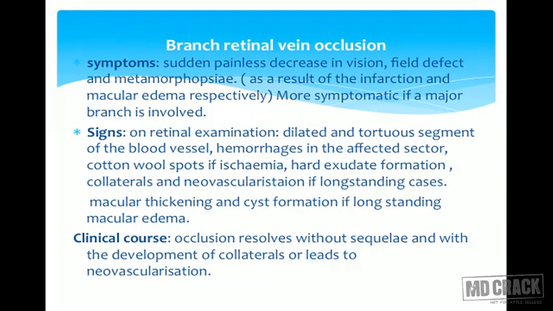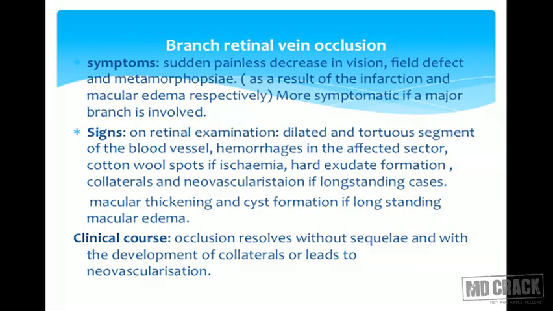Apart from that, in case the patient presents to us after a neovascular catastrophe has occurred, the patient will come with sudden painless decrease in vision as a result of vitreous hemorrhage. Signs on the retinal examination will be a segmental dilatation and tortuosity of the blood vessel instead of the 360 degrees involvement in case of a CRVO. The hemorrhages in the affected sector and the cotton wool spots will be commensurate with the degree of ischemia.